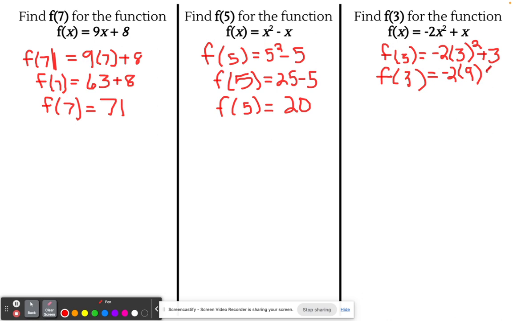Then I have negative 2 times 9, which is negative 18, plus 3. Don't forget your order of operations. Negative 18 plus 3 is negative 15. So my f of 3 is equal to negative 15. If I input 3 into this function, my output will be negative 15.